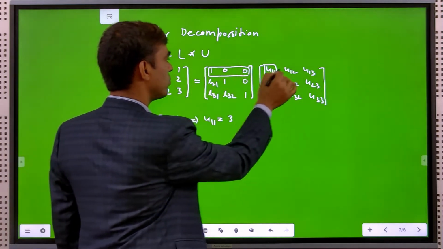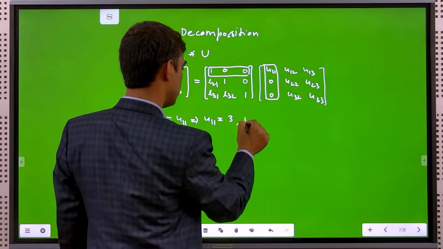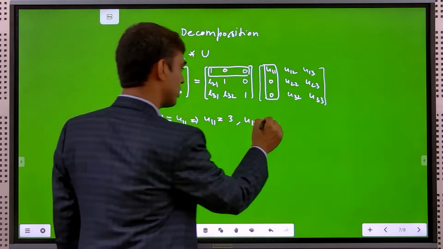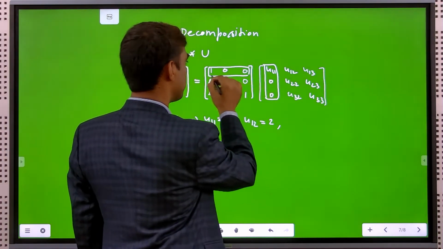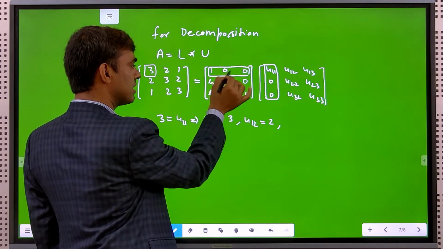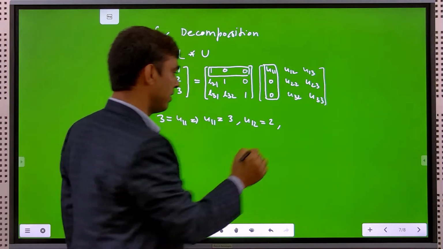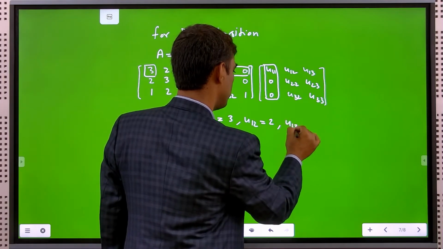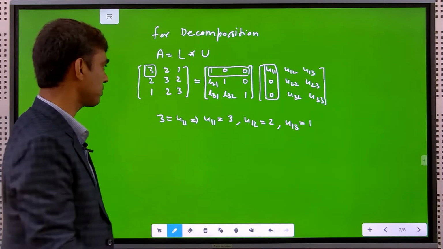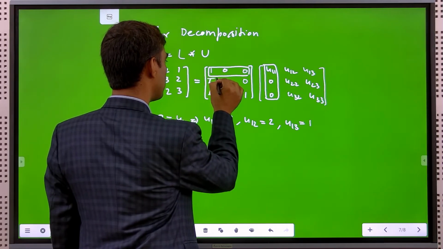Similarly, multiplying the first row by the second column, we find U12 equals 2. Now similarly, first row by the third column, because the values in the lower triangular matrix are 0 and 0. So when we multiply the first row by the third column, U13 becomes 1.